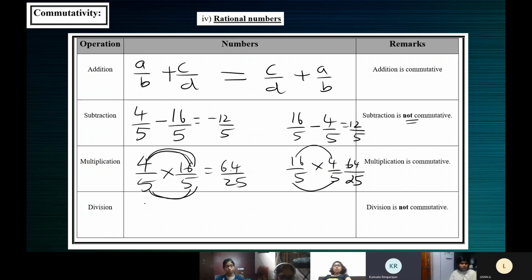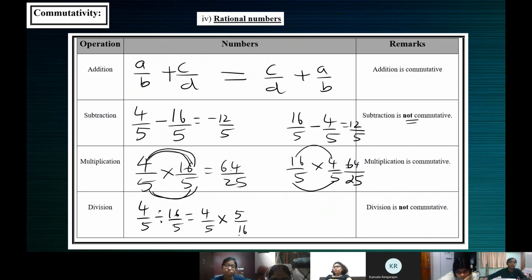Division, as we understand, is not commutative. So like 4 by 5 divided by 16 by 5. Let's work this. How do we work this, children? We need to take the reciprocal of the divisor, ma'am. Yes, we need to take the reciprocal of the second fraction. So division becomes multiplication. 16 by 5 becomes 5 by 16. So the answer is 1 by 4.